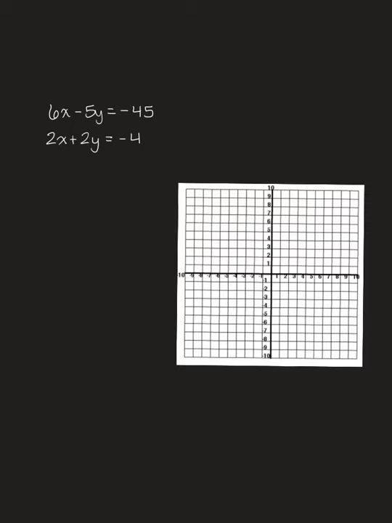So I have negative 5y is equal to negative 6x minus 45, and then divide by negative 5. So I get y is equal to 6 over 5x plus 9. So that's my first equation, so I'm going to start graphing it. I start at 9, and my slope is 6 over 5. So instead of going up, because I'm going to run out of room, I can go down 6 and to the left 5.